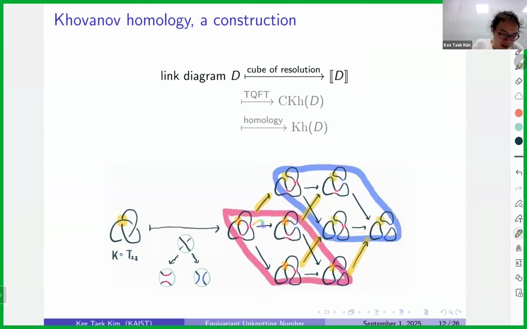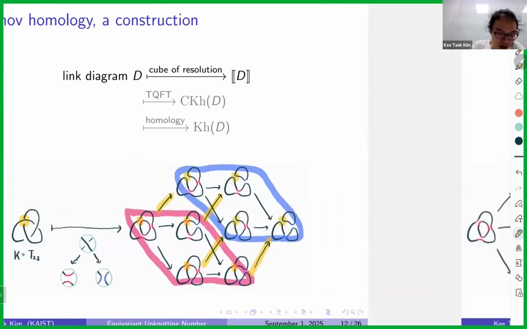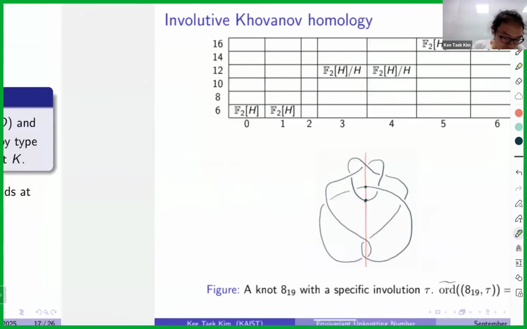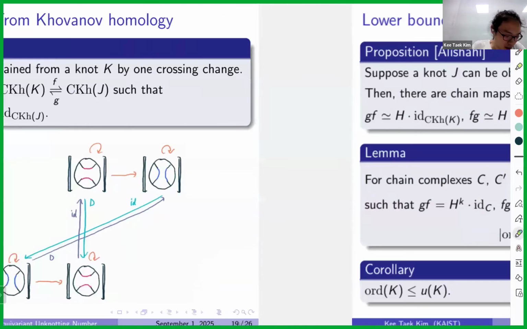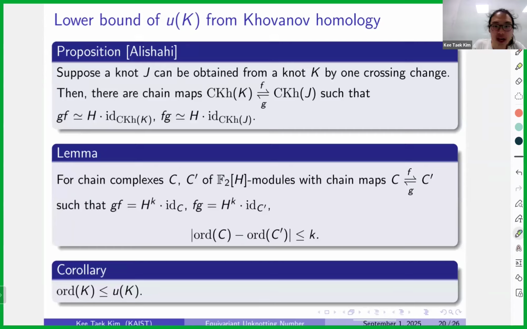So if we change the crossing, then the whole chain complex looks like this: the blue part goes to this red part like this. So Alishahi defined appropriate maps between this and this, and vice versa, and checked that these maps actually satisfy this homotopy relation.